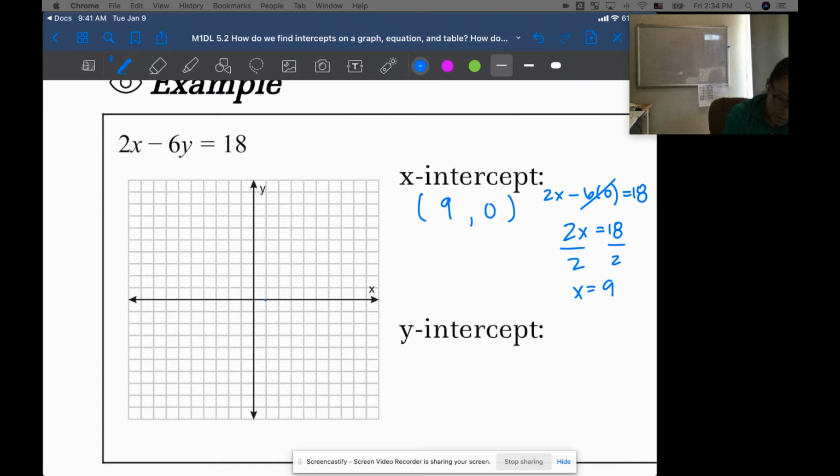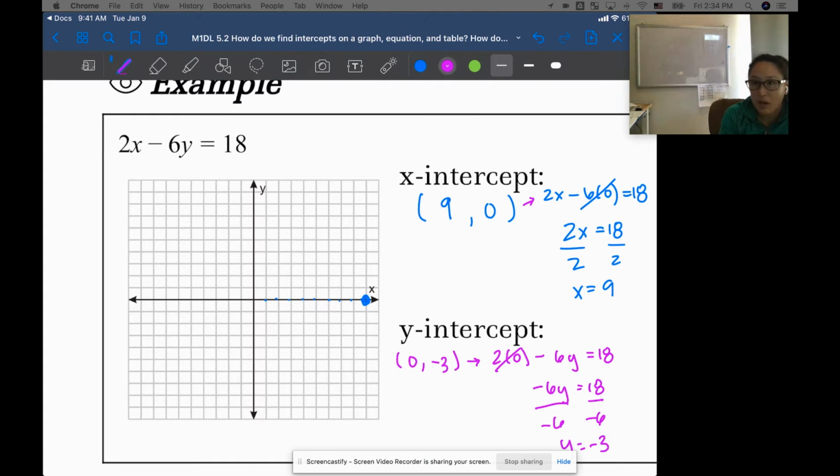So I'm going to graph that. 1, 2, 3, 4, 5, 6, 7, 8, 9. 9, 0. Okay. To find the y-intercept, you plug in 0 for x and then find the corresponding y value. So I get 2 times 0 minus 6y is equal to 18. So 2 times 0 is 0, so I get negative 6y is equal to 18. Then divide by negative 6, so we get y is equal to negative 3. So I have a y-intercept of 0, negative 3.